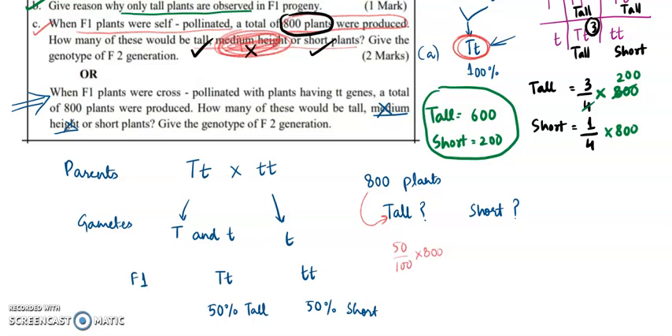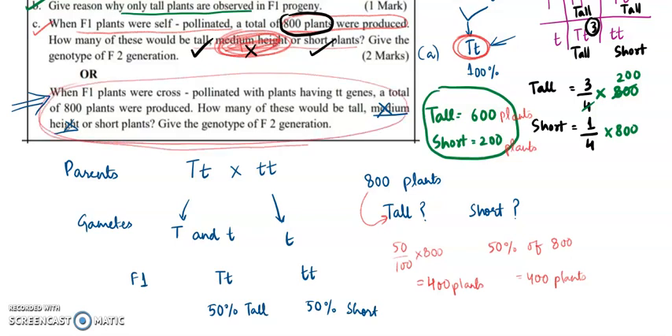50% of 800 is going to be just 400. The same applies here. 50% of 800 will give you 400 plants, right? So it's always good to write units in the answer, because examiners look for such things. So in the question that we have just discussed, the one which I have encircled with red, the answer would be 400 tall and 400 short, right?